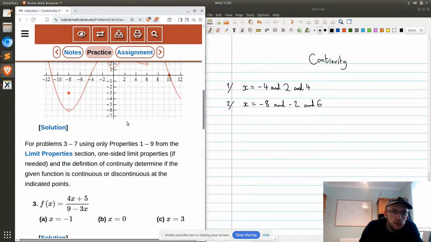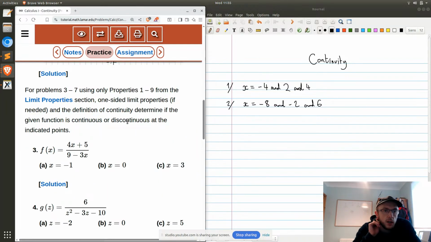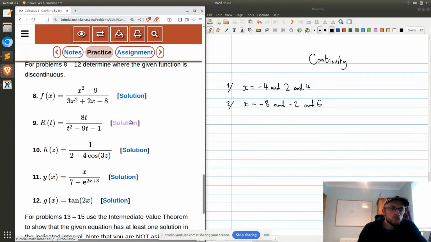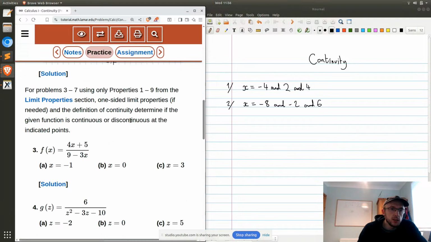All right, that's good. These next problems use the limit properties and the definition of continuity to determine if the function is continuous or discontinuous at the indicated points. All right, so time to do the work.